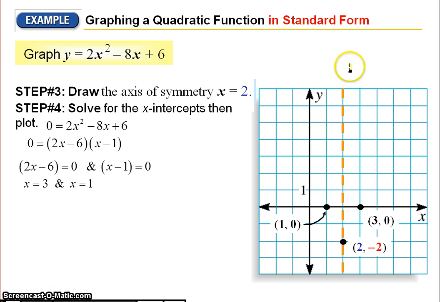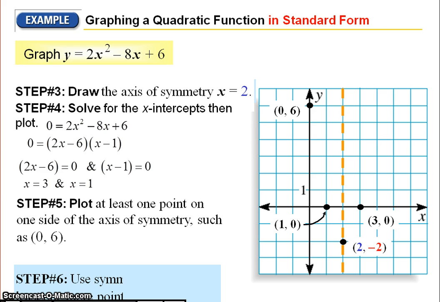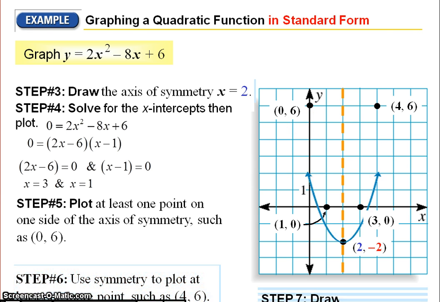And you do know that the axis of symmetry is the line of symmetry for the parabola, so the x-intercepts should be equally spaced on either side of the axis of symmetry. And then we're going to plot at least one more point. If I plug in x equals 0 into my equation, I get out 6. So I have another point, (0, 6), and I can use symmetry to plot another point over here, so that I have a total of 5 points.